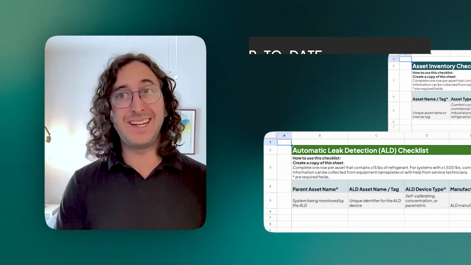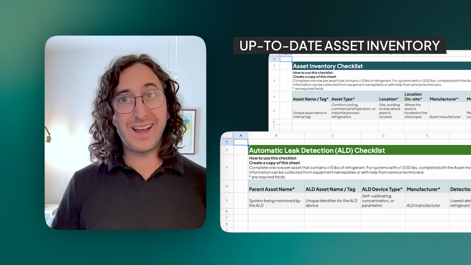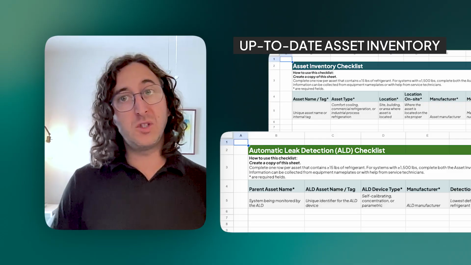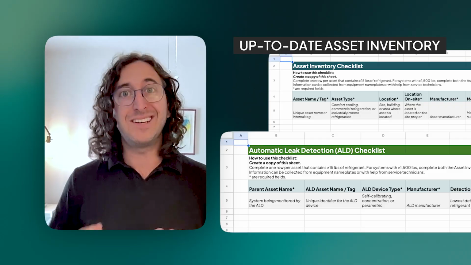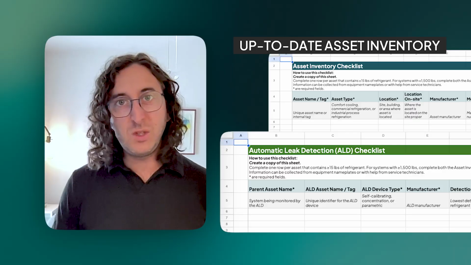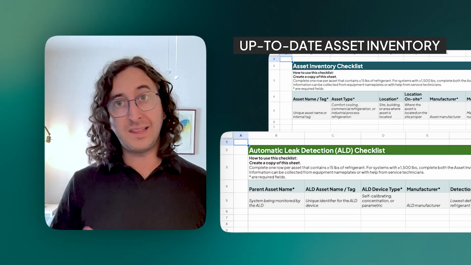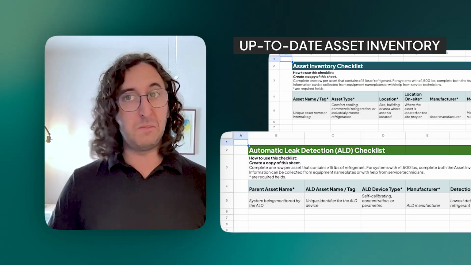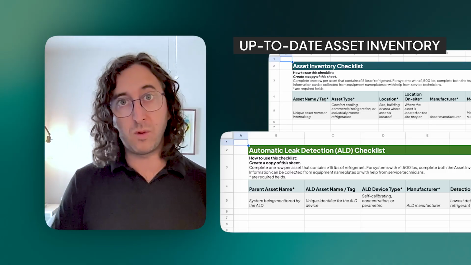So how does it work? Well, it starts by having an up-to-date asset inventory, knowing at the circuit level what refrigerant types your assets are using, and then making sure that there's a central repository to log all of that information whenever those assets are serviced. This gives you full visibility, not only into that asset health, but also when leaks do occur, you know the emissions impact of those leaks for your Scope 1 reporting.